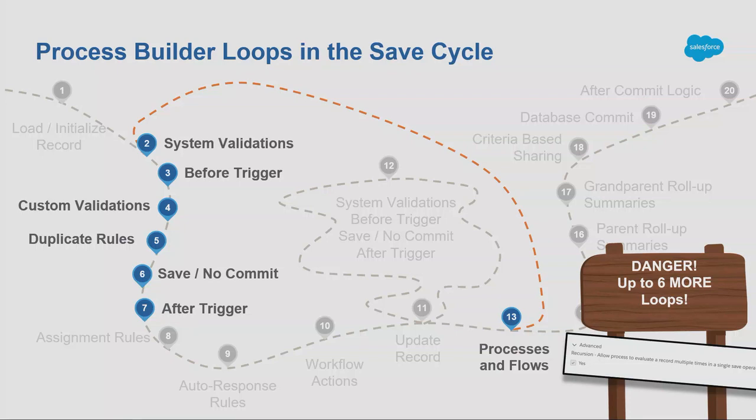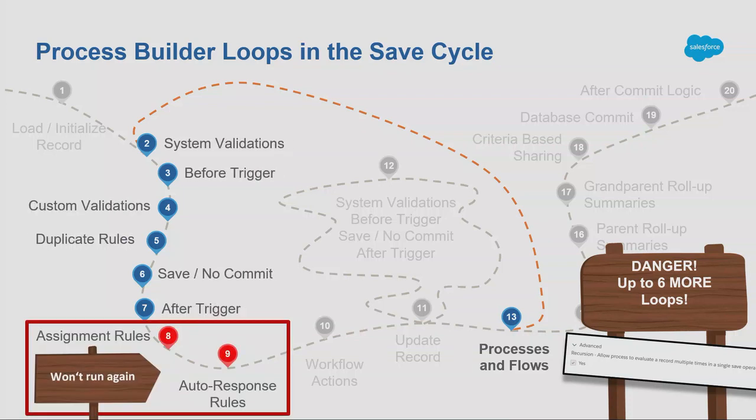This is it. And when you compare this to the Process Builder, the Process Builder came in later, right? Historically, workflow was first. So it's a different approach. They actually start the save cycle again. So that runs through the custom validation and the duplicate rules as well. And it loops. What it doesn't do is run assignment rules anymore and auto-response rules.